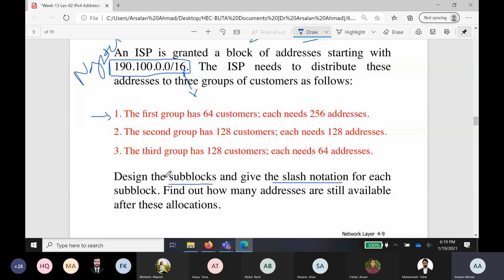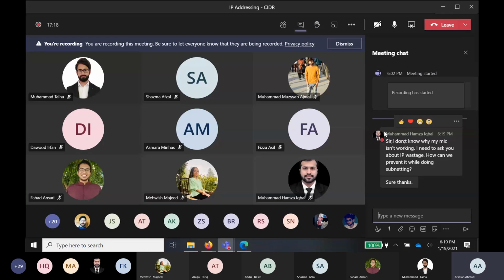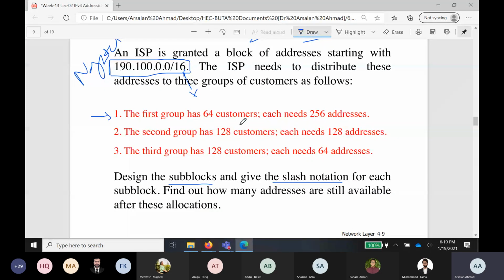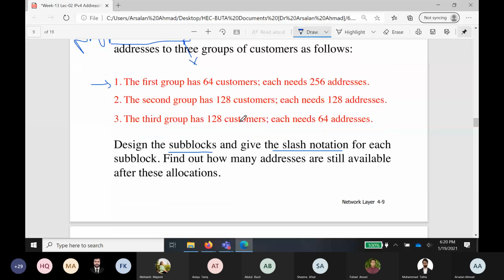In this example, there is no wastage, by the way. In this example, there is absolutely no wastage of IP addresses. But I will create an example after this on the whiteboard, and I will explain to you guys when there is a possibility of IP address wastage.